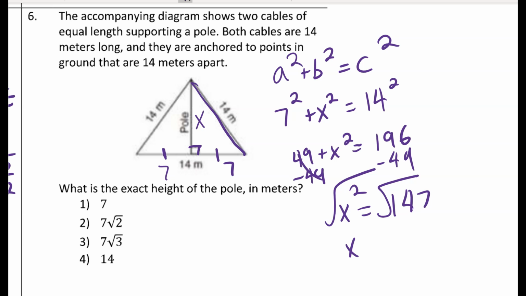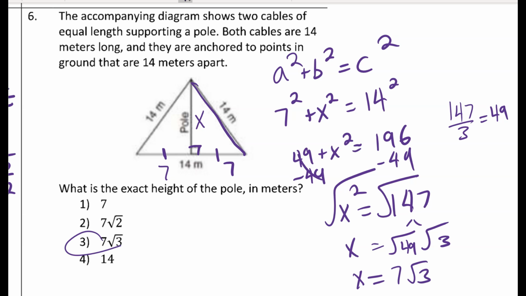So I notice all of my answers seem to be simplified a little bit here. So I'm looking at radical 147, and I'm thinking, what could I break it up into so that one thing is a perfect square and one thing isn't? Well, you could try a couple numbers in your calculator, but if you divide 147 by 3, you get 49, which is a perfect square. So I'm going to break up 147 into radical 49 times radical 3. Radical 49 simplifies to 7, radical 3, so my answer choice is 3.